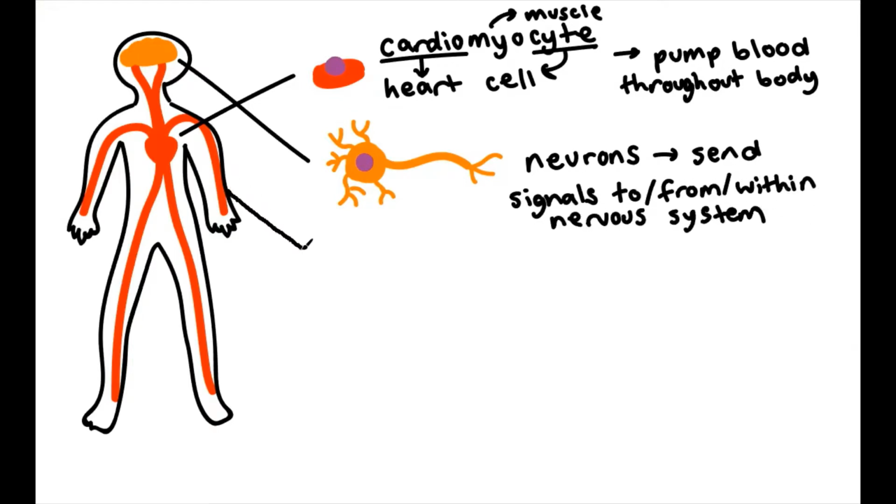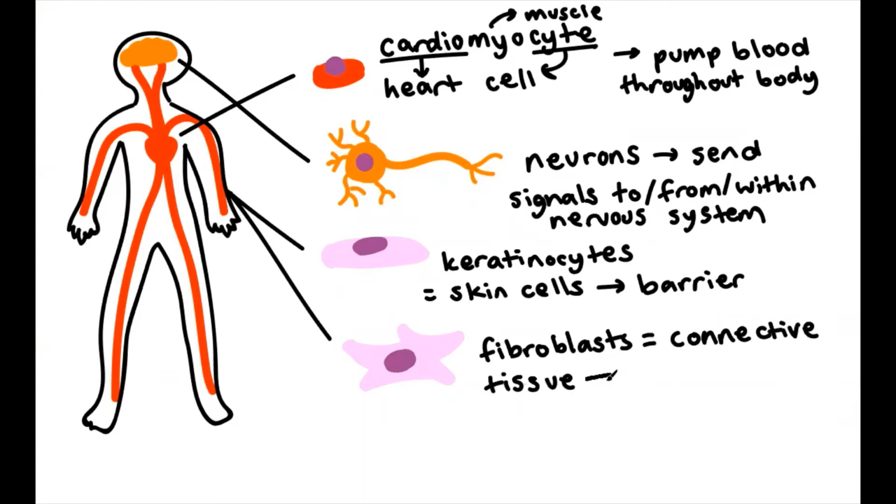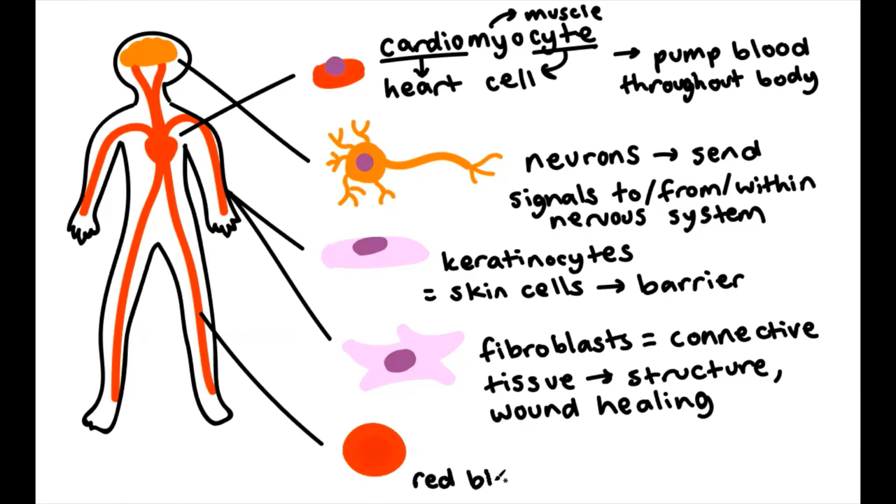There are keratinocytes, named after the protein keratin that is commonly found in skin, and the skin helps create a barrier between the inside of our body and the outside world. Fibroblasts are cells that make up connective tissue and can also be found in the skin. They are important for providing structure and also for wound healing. Red blood cells are called erythrocytes, and those help distribute oxygen throughout the body.